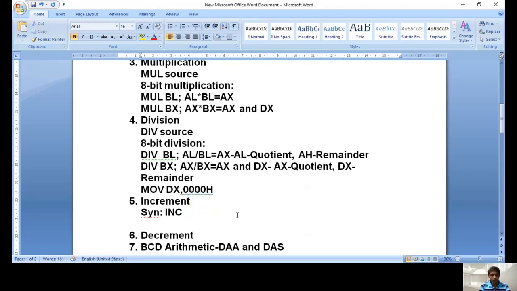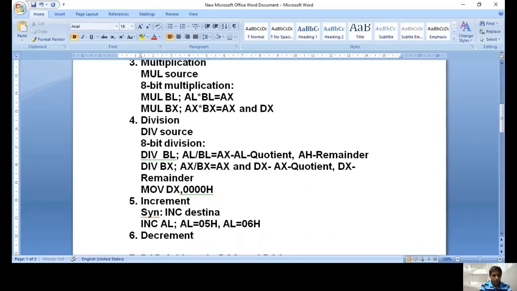Okay, for example, let us see how we can write it. INC AL. For example, AL is already having 05H. So if we write INC AL, the AL value is incremented by 1. So 05H now becomes 06H. Like that, the content of AL is incremented by 1 if we write the increment instruction. The syntax for the increment instruction is increment destination. Let us see what the decrement instruction is, like increment.